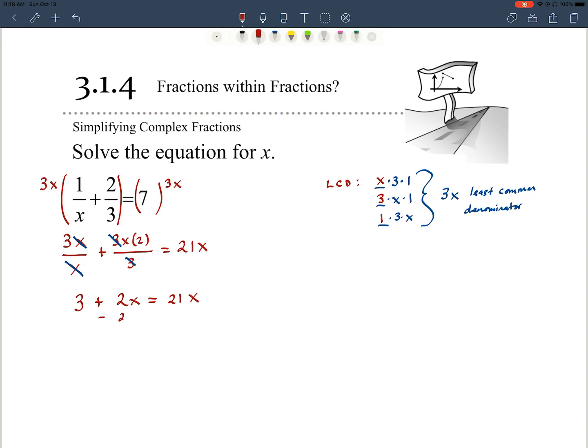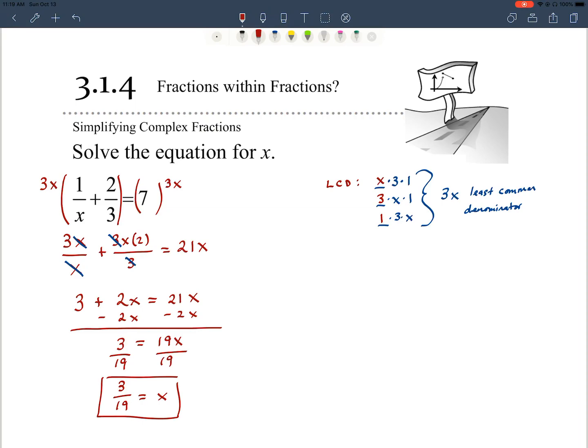So we'll go ahead and just solve it. Subtract our 2x from each side, and we'll end up with 3 is equal to 19x, which means that x is going to equal 3/19. Now we could plug it back in to check it, but for the sake of time, I'm going to tell you that we did solve that correctly. Okay, now 3/19 would not give us 0 in the denominator, so we know it works there too.